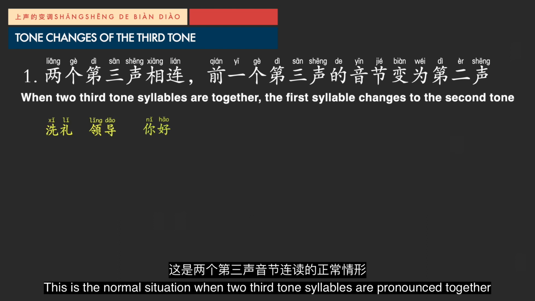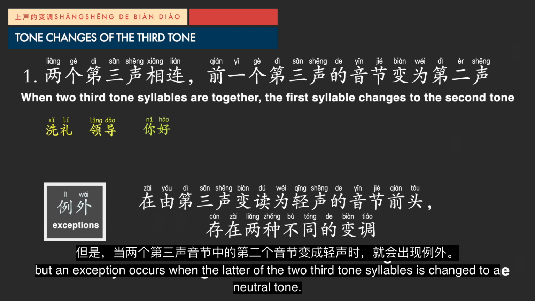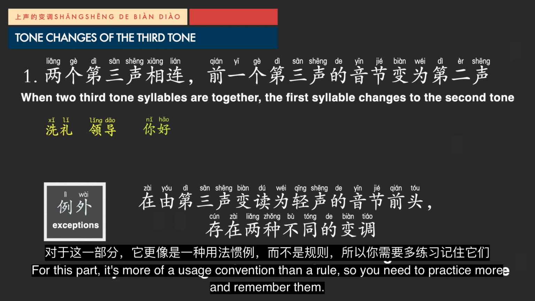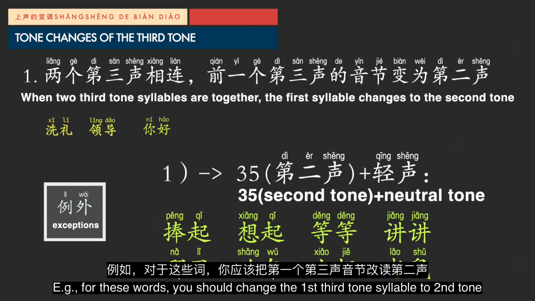This is the normal situation when two third tone syllables are pronounced together. But an exception occurs when the latter of two third tone syllables is changed to a neutral tone. There are two different tone changes before a syllable changes from the third tone to the neutral tone. For this part, it is more of a used convention than a rule, so you need to practice more and remember them. For example, for these words, you should change the first third tone syllable to second tone.